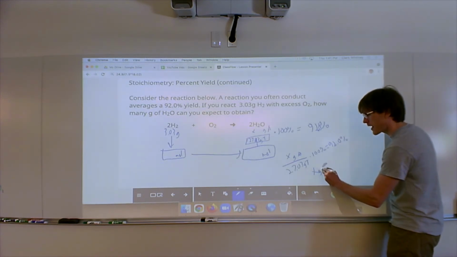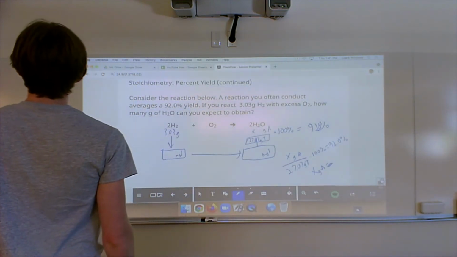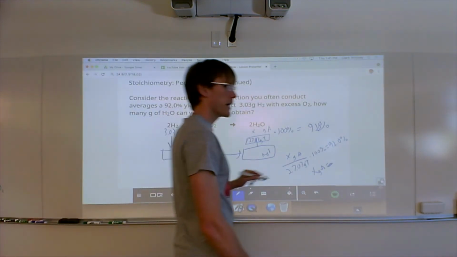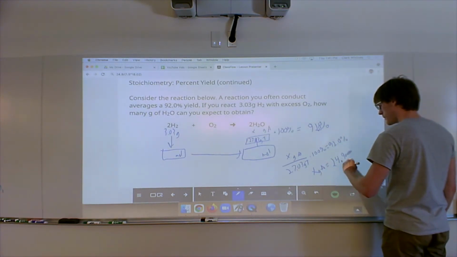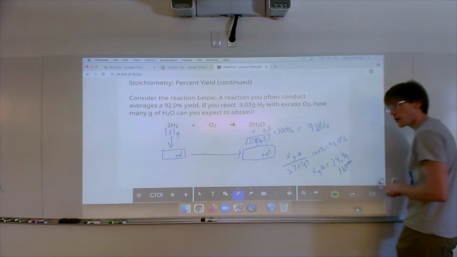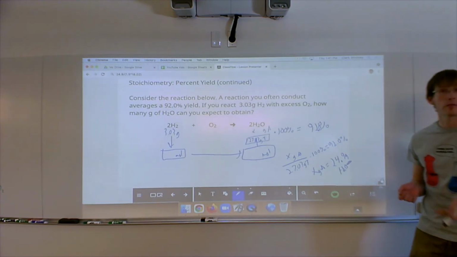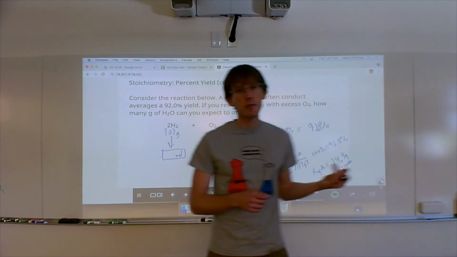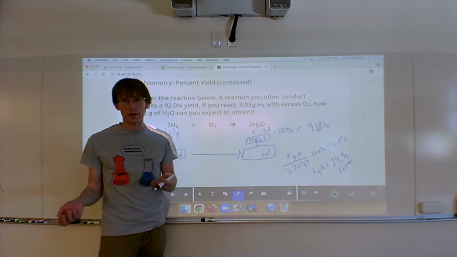I'm going to get that x grams of actual yield is equal to 24.9 grams of H2O. Which should probably be familiar because that's exactly what we had as our actual yield in the previous problem. It's just that in the previous problem, we didn't have to calculate actual yield. We had to calculate the percent yield.